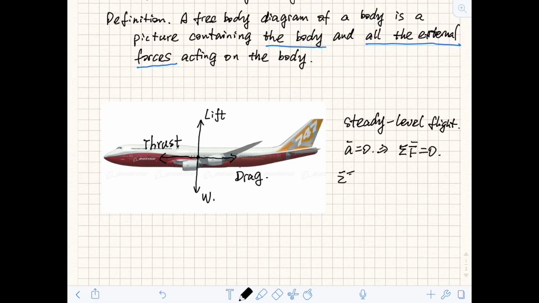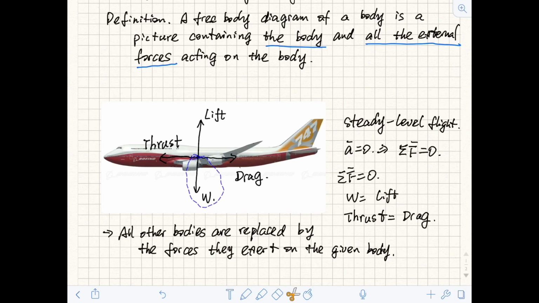So by sum of the forces equal to 0, we know the weight equal to the lift, and thrust force is equal to the drag force. So this is an example of a free body diagram. Notice that in a free body diagram, we don't have any other bodies except the ones that we're interested in, and all the other bodies will be replaced by their forces.